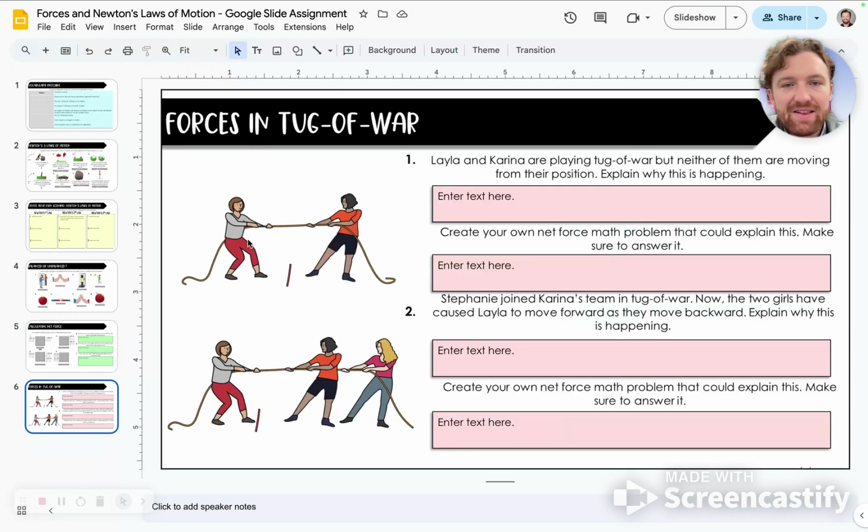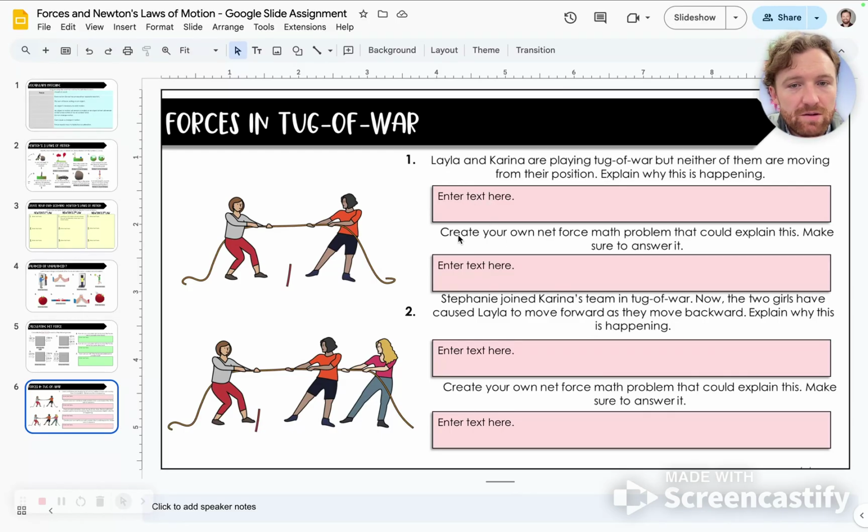And the last slide, forces in tug of war. Number 1 says Layla and Karina are playing tug of war, but neither of them are moving from their position. Explain why this is happening. Well, you could say that their forces are balanced. They must be pulling with the same amount of force, so nothing is happening. There's no net force causing an acceleration, so nothing is going on. Their forces are the same.